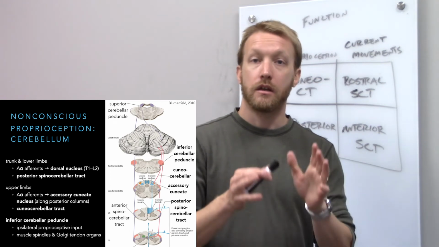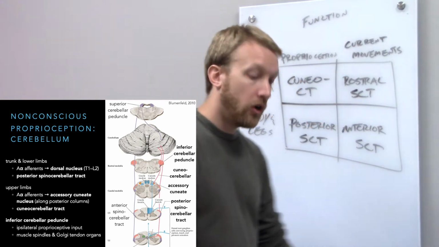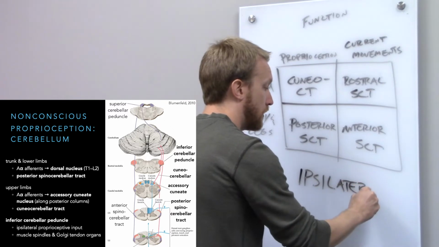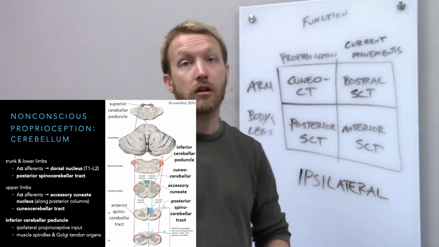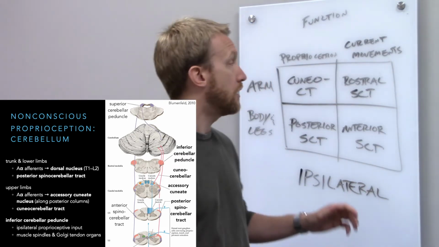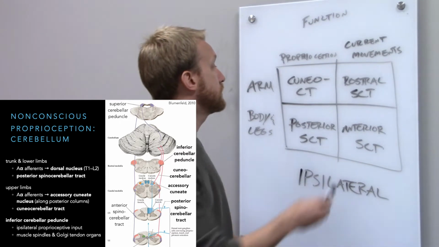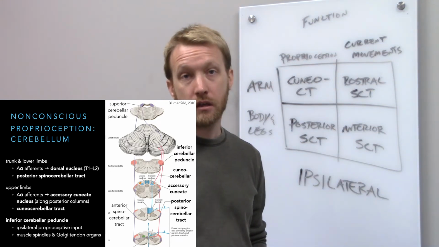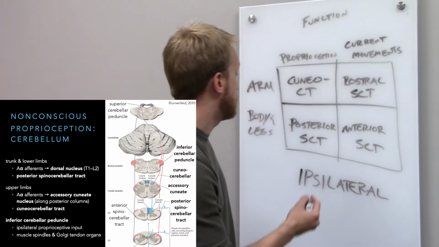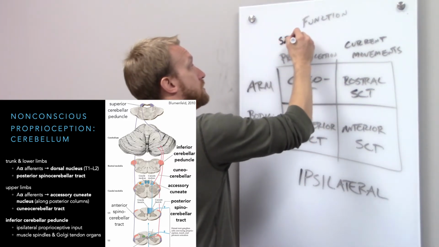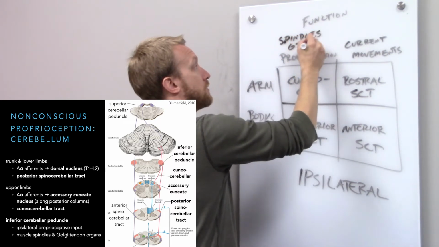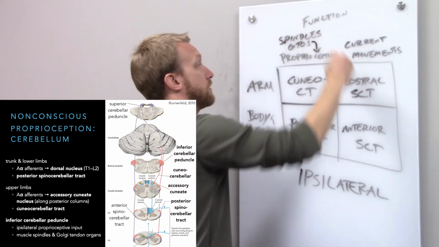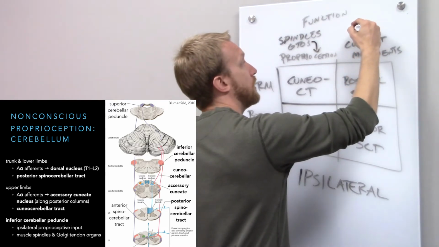our movements. Now, the spinocerebellar tracts are all ipsilateral. They deal with the same side either because they are uncrossed, as is the case for our non-conscious proprioceptive pathways, so the cuneo-cerebellar tract and posterior spino-cerebellar tracts remain uncrossed. These get input from things like spindles, so muscle spindles, Golgi tendon organs, things that are telling me about muscle length and tension. That's my input here.